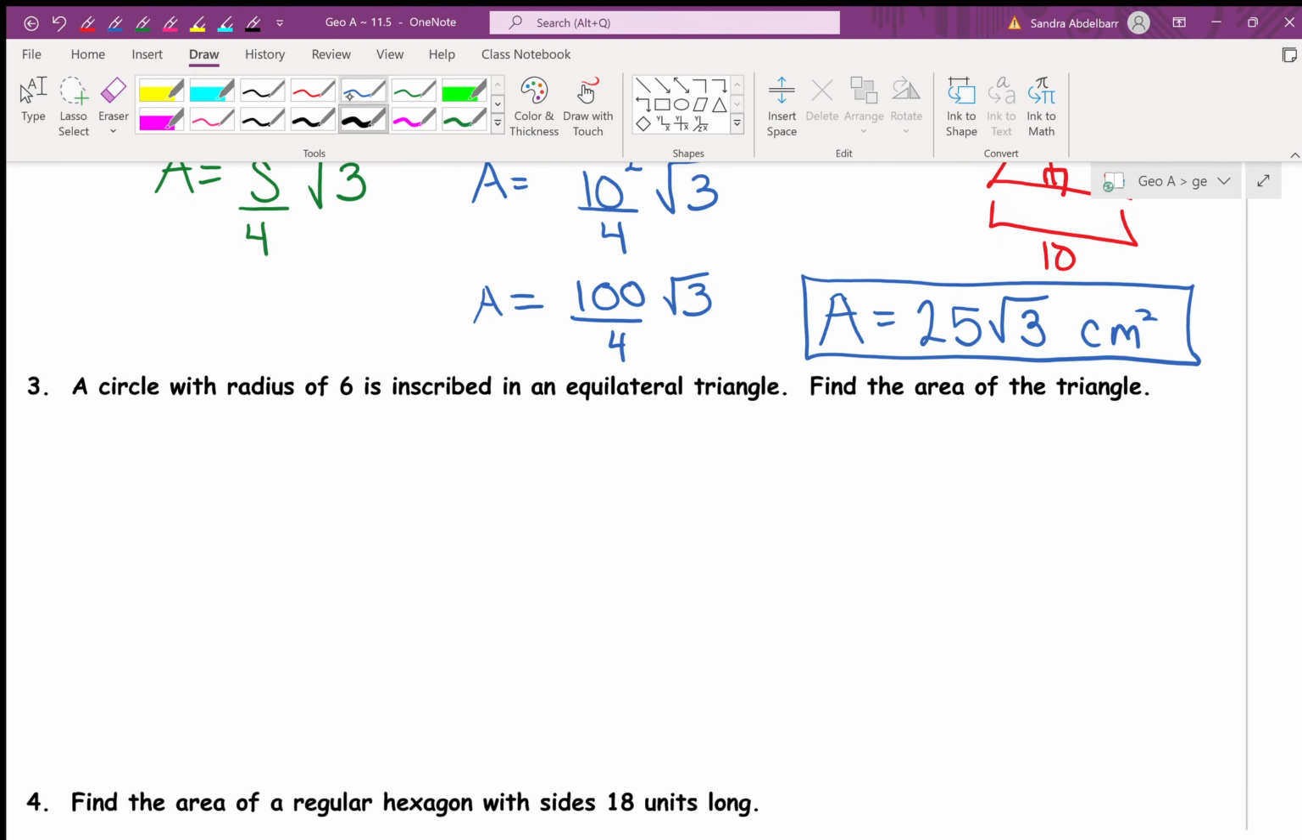So this one we for sure need a diagram. It says a circle with a radius of 6 is inscribed in an equilateral triangle. Find the area of the triangle. Okay, so I'm telling you the circle is inscribed in the triangle. So which one's going on the inside? Is the circle going on the inside, or is the triangle going on the inside? The circle. It says the circle is inscribed in the triangle. So basically the circle is inside the triangle, inscribed inside. So let's get that going.